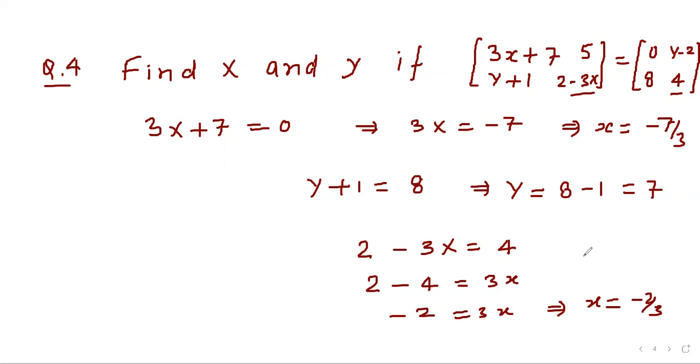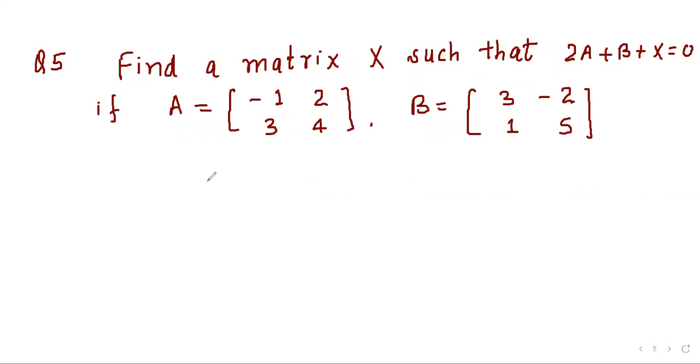So here, there is a problem with the question, because 3x plus 7 equal to 0 is given, so x equal to minus 7 by 3. And when we compare this, 2 minus 3x equal to 4. So from here we get 2 minus 4 equal to 3x. So x equal to minus 2 by 3. It means the values given are irrelevant. Now, let's go to the next question.